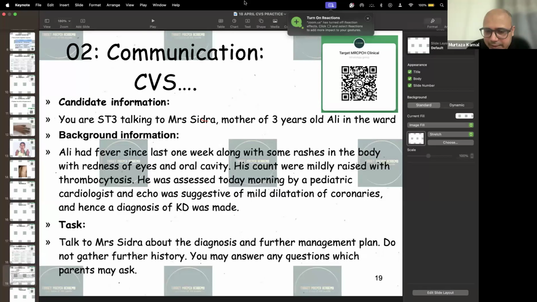Third important point, as was just told also: the identity of the child and the mother is to be identified. That's very important. It's the initial part. You have to confirm, because Sidra can be anyone. So you have to confirm, you are Sidra, mother of three-year-old Ali. So you have confirmed the identity. That is very important.